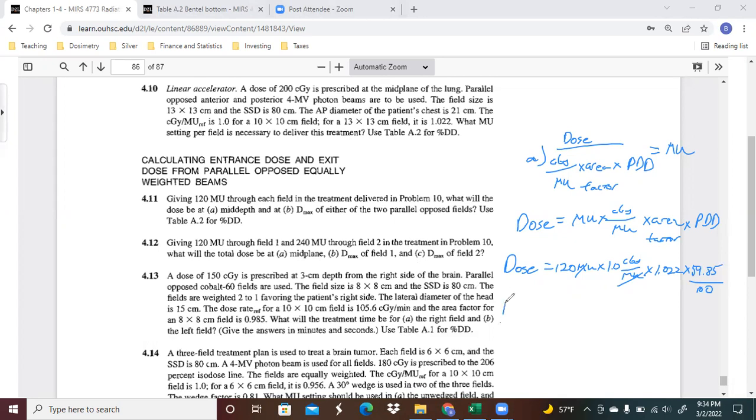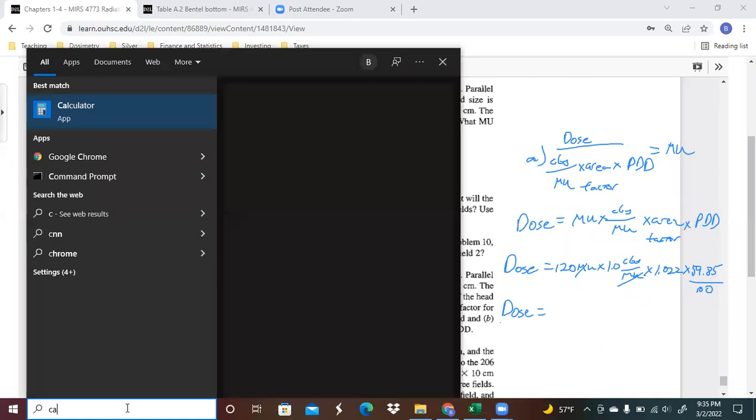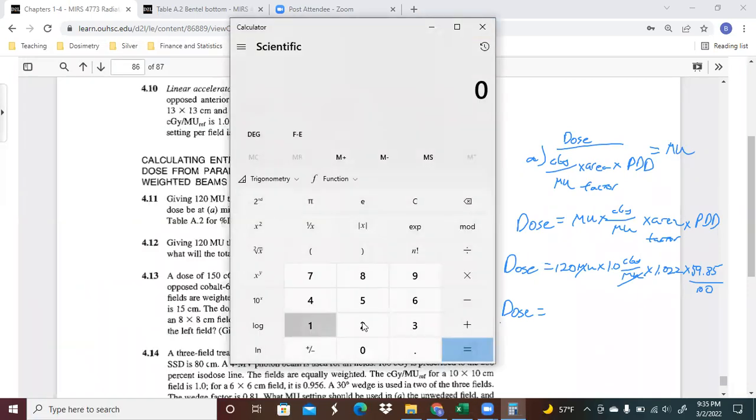So the dose, if I take all of those numbers and multiply them together, I'm going to go to the calculator here. I'm going to take 120, multiply it by 1, which is just that, and multiply that by 1.022, and then multiply that by 59.85, and then divide that by 100 to change it into a decimal. So I end up with 73.4.